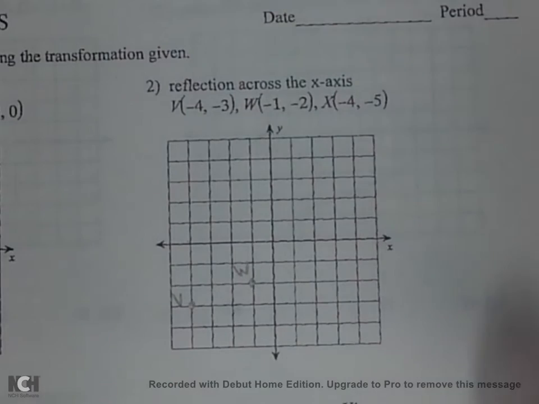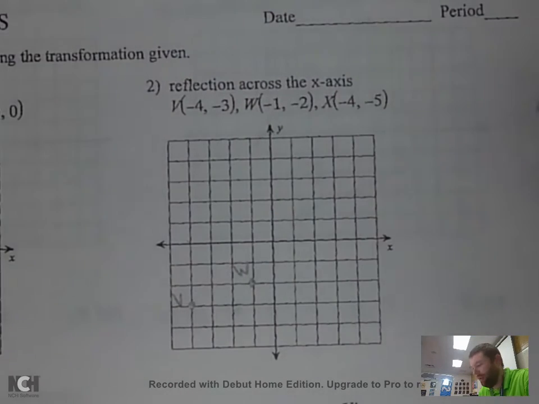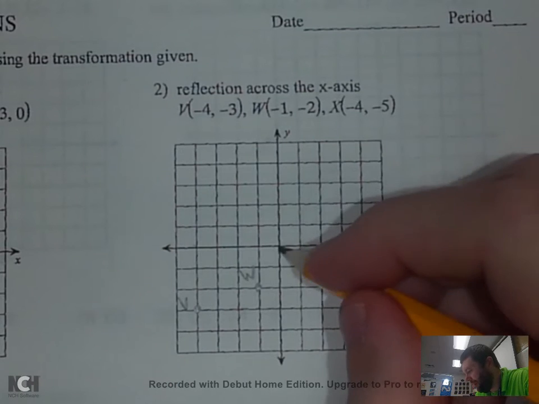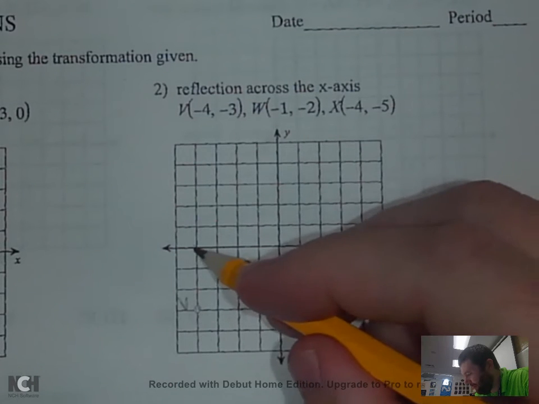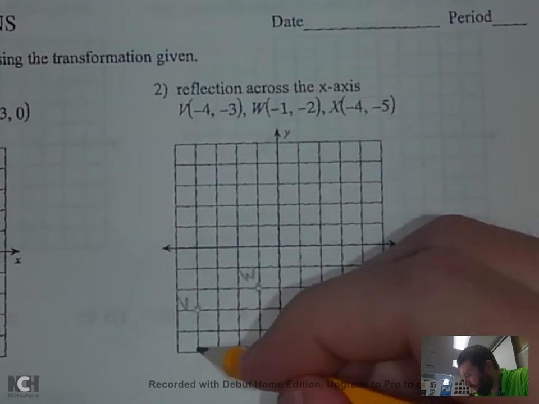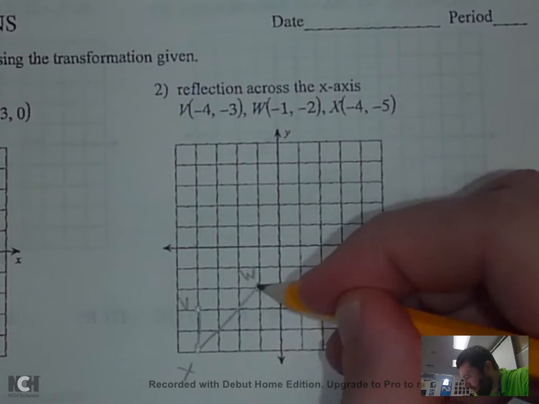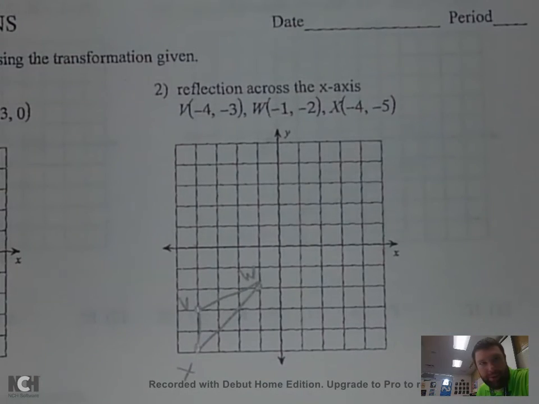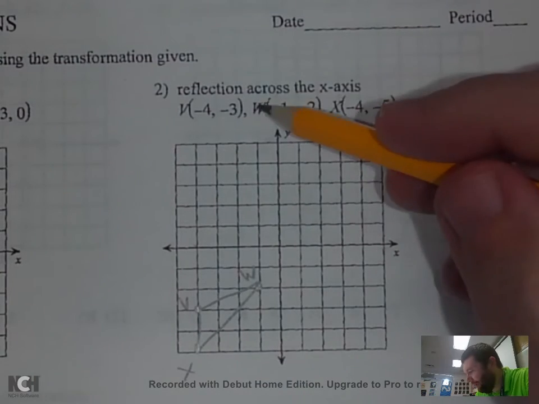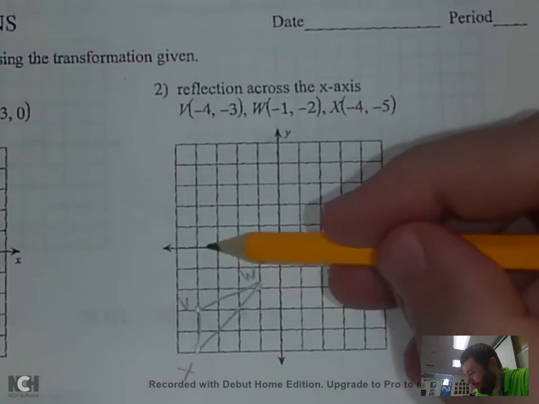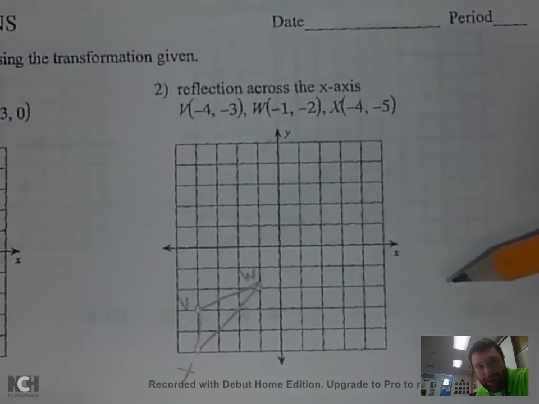Okay, sorry about that. So, continuing, we were plotting X, so -4 and -5. So -4, -5, there's X, so here's my original triangle. Okay, so I'm going to reflect that across the x-axis. So this is the x-axis, right? So this is my mirror line.